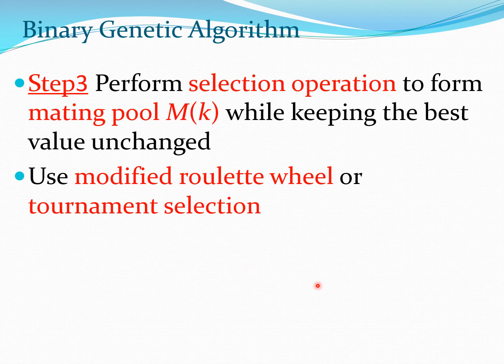Now step 3 is you look at the possibility of creating the mating pool. Again you use any of the methods we have reviewed before, like tournament selection or roulette wheel selection. So you do this mating pool creation. You may keep the best string shielded from the mating pool, so you may just let it survive for the next generation. And again, like I mentioned, you can use modified roulette wheel or tournament selection.